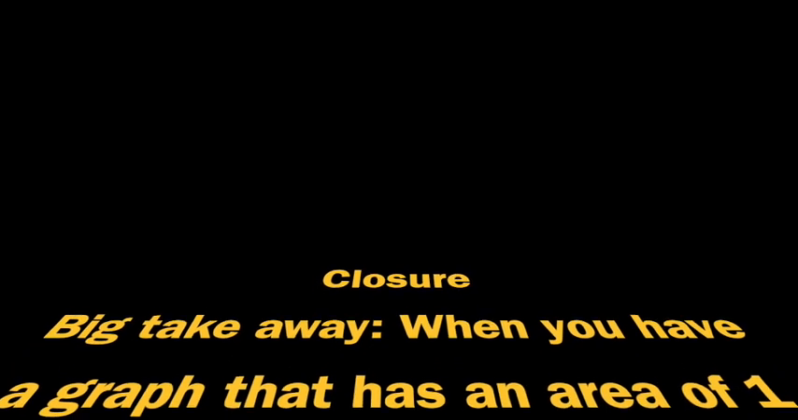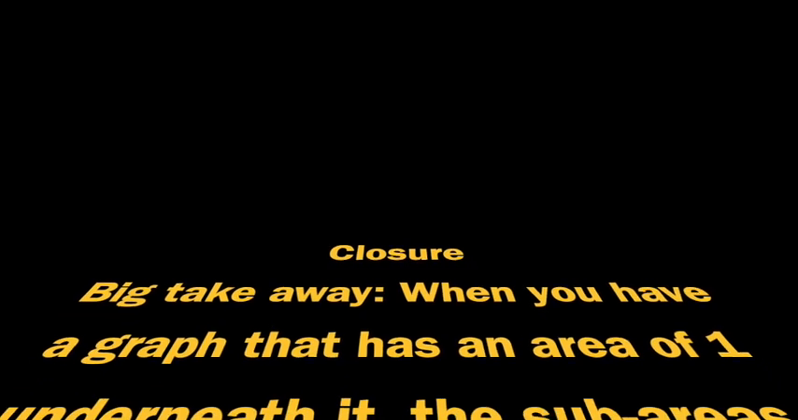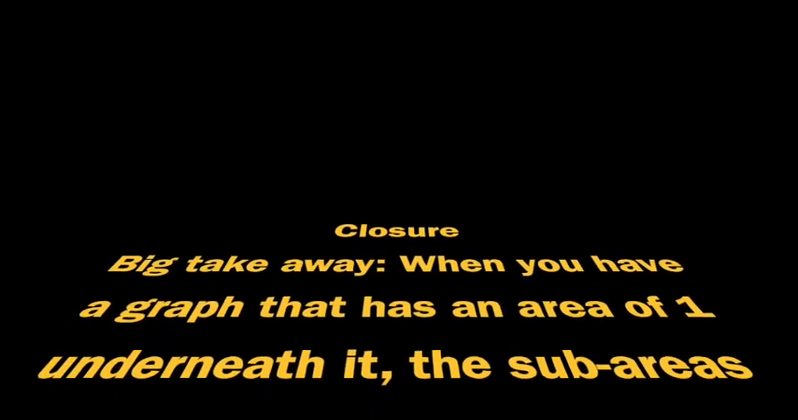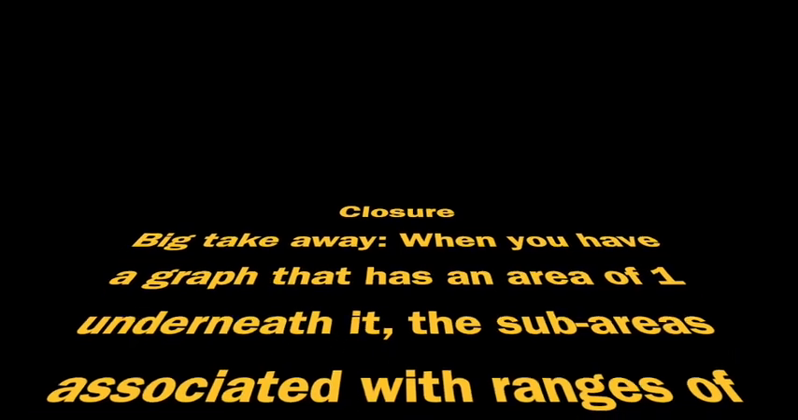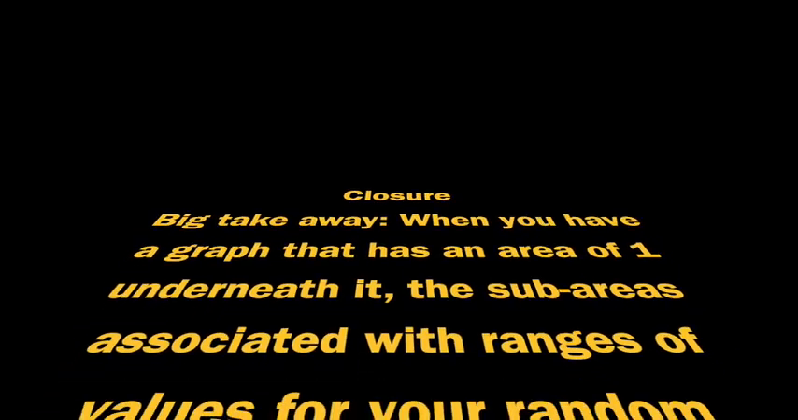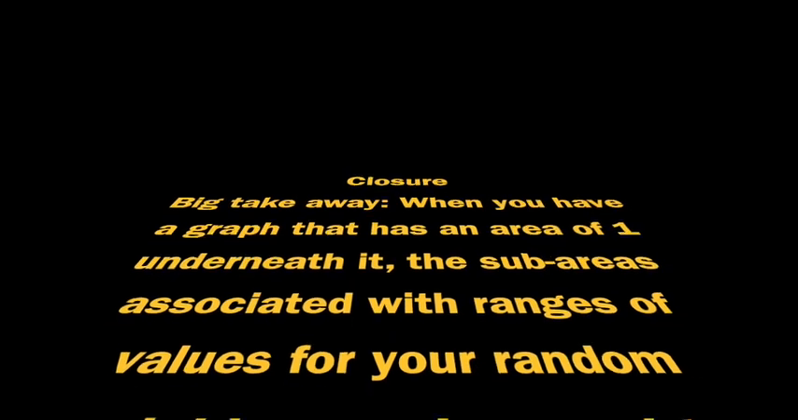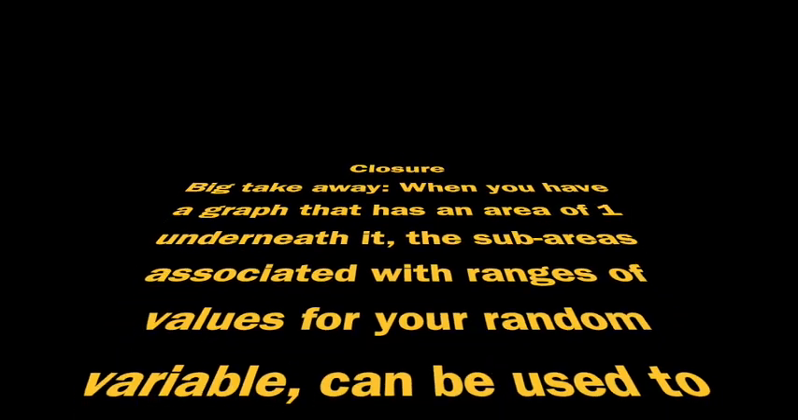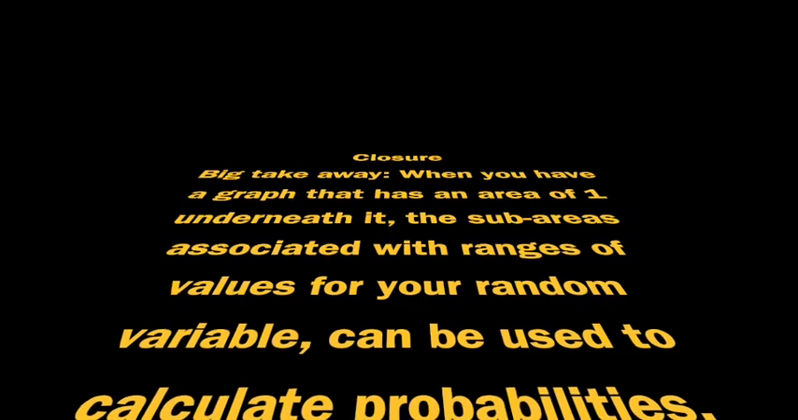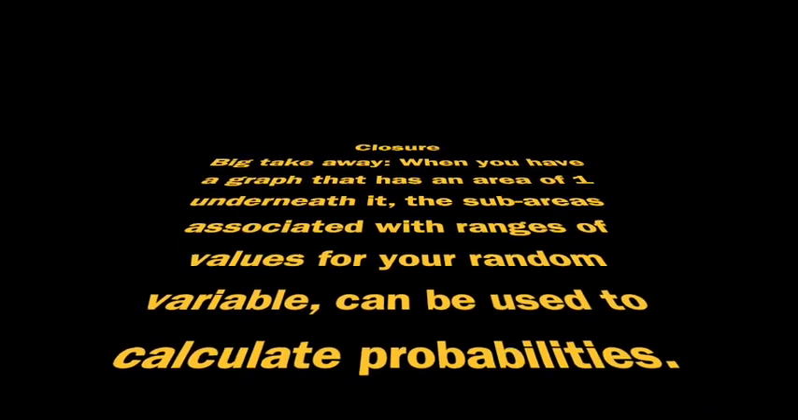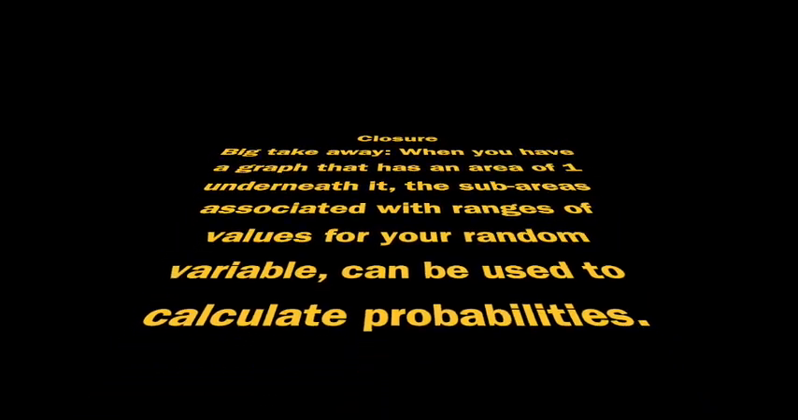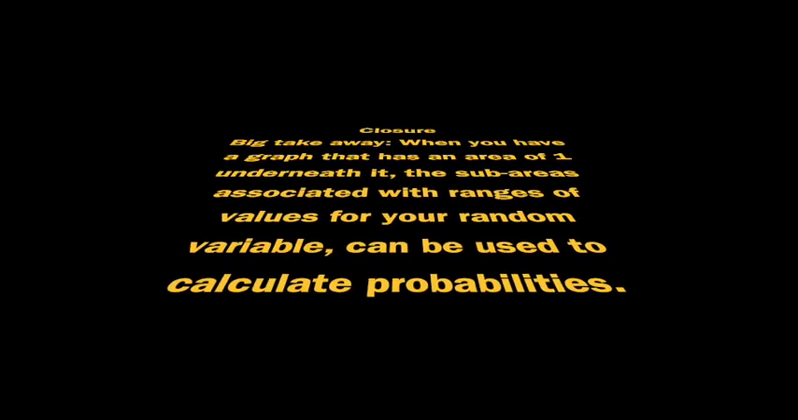To conclude this lesson, I want to point out, while this lesson was obviously about the uniform distribution, it was much more importantly an introduction to how to handle continuous probability functions. Throughout the rest of the semester, we're going to solve these problems using what's called the density curve. This is a graph that has an area of 1 underneath. The sub-areas associated with ranges of values for your random variable can be used to calculate probabilities. So this lesson was all about how area can be used to calculate probability, which is a skill we're going to use throughout the rest of the semester.